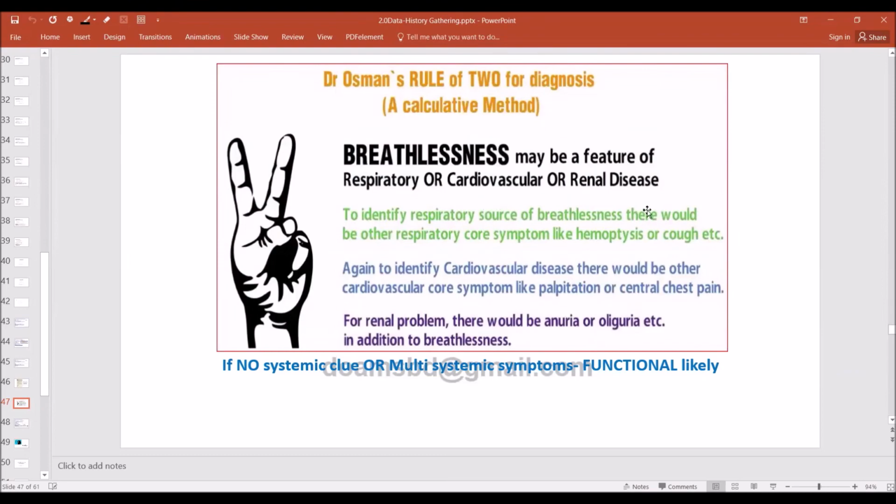Anemia, breathlessness with anemia, so it may be hematologic disease. Again, anemia is a feature of iron deficiency due to GI tract disease. If the patient has a GI tract symptom, it may be GI tract disease. This is just to make a simplified, calculated way to reach the diagnosis. This is only our proposal, doctor, nothing written in the book. I hope it will be useful for you. Even by symptom analysis, you could reach the diagnosis. Okay? We say it rule of 2.